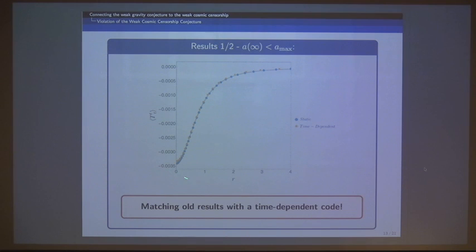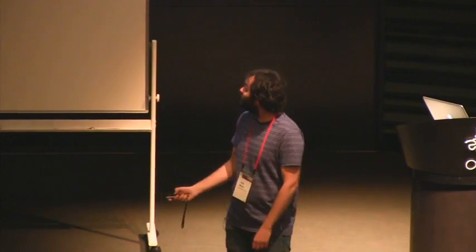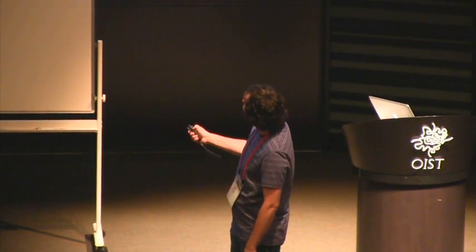So the blue points are the solutions that we obtained by doing the static calculation before. The other squares are the result from doing the time dependence. And you see that one is on top of the other. Actually, one is slightly below, as it should be, because the thing is still settling down slowly. So that's boring, because A infinity was smaller than A max. What happens if A is bigger than A max?